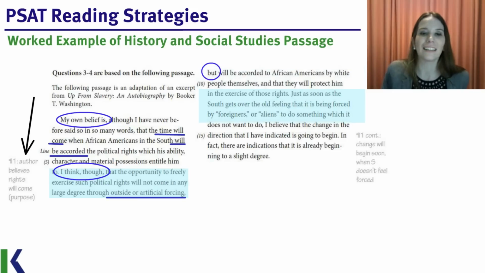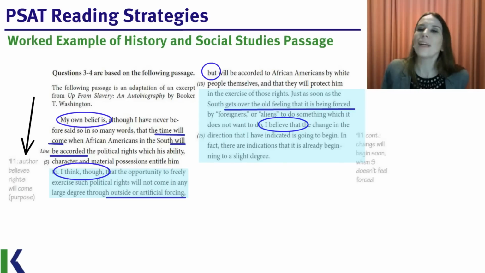And finally, let's look at our last sentence here. Again, we see this forced. As soon as people in the South get over this feeling of being forced, do I believe the change will happen? When we see an author repeat him or herself like this, notice how both of these sentences in essence say the exact same thing. We know that this is definitely something we want to pay attention to because this is in fact the main idea. So we could say that the main idea here is that Booker T. Washington thinks that change will come as soon as people in the South do not feel forced.